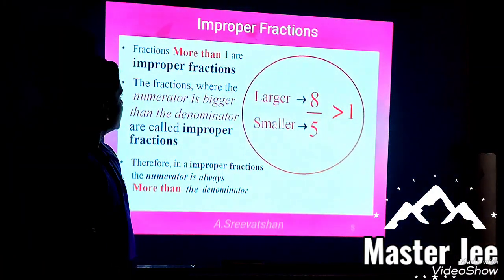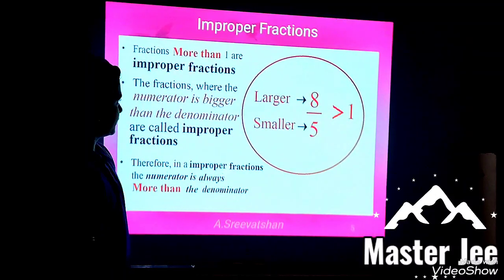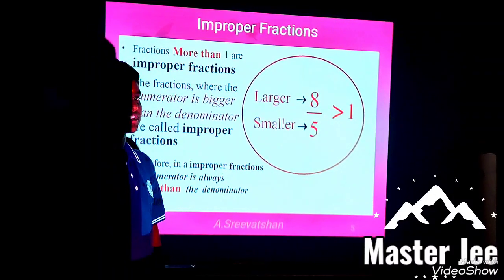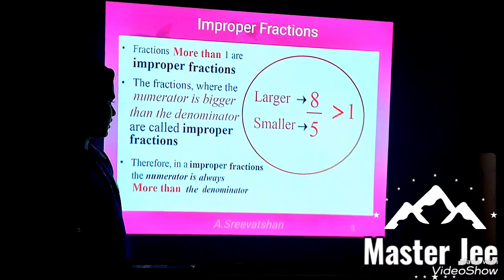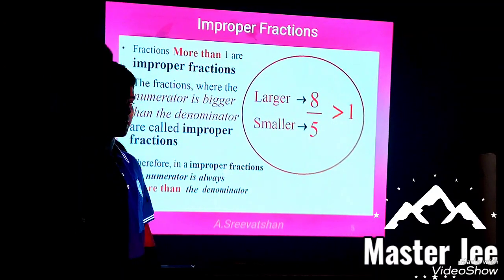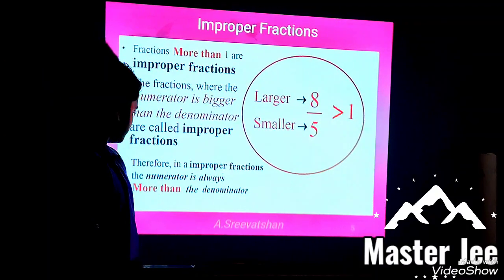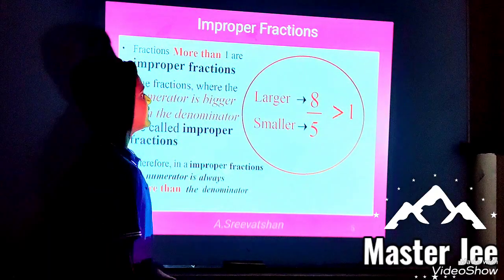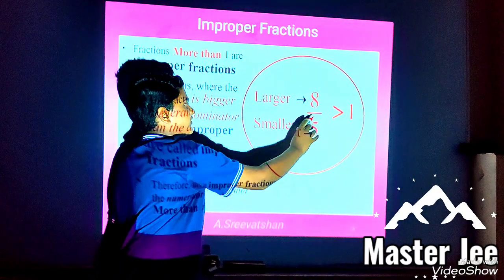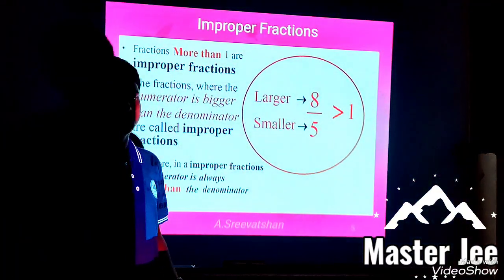Improper fractions. Fractions more than 1 are improper fractions. A fraction where the numerator is bigger than the denominator is called an improper fraction. Therefore, in improper fractions, the numerator is always more than the denominator. Here, 8/5 is greater than the whole 1.